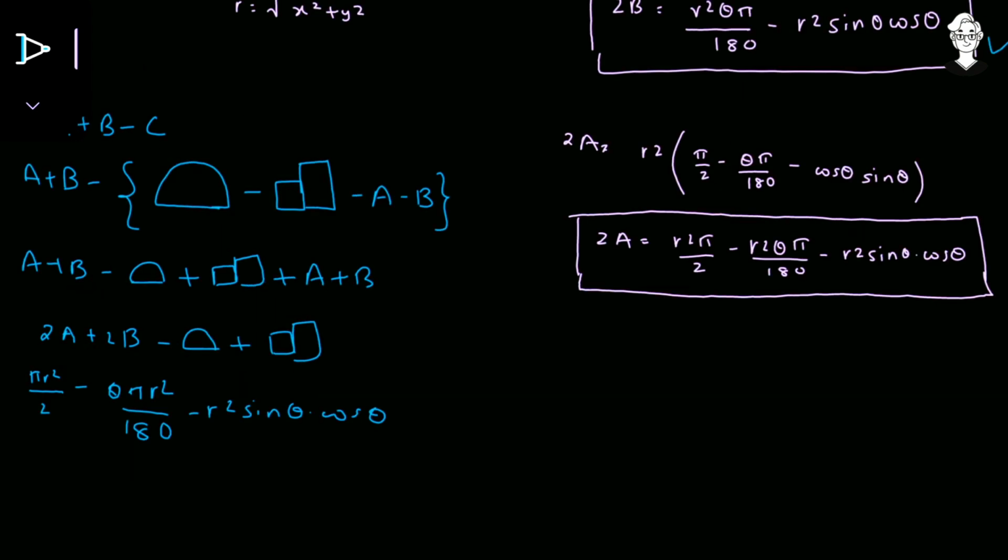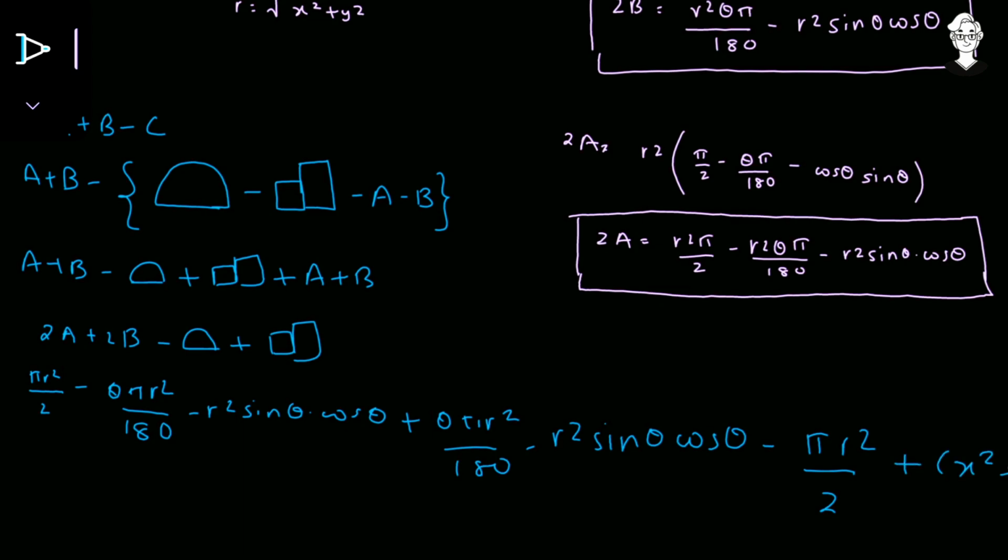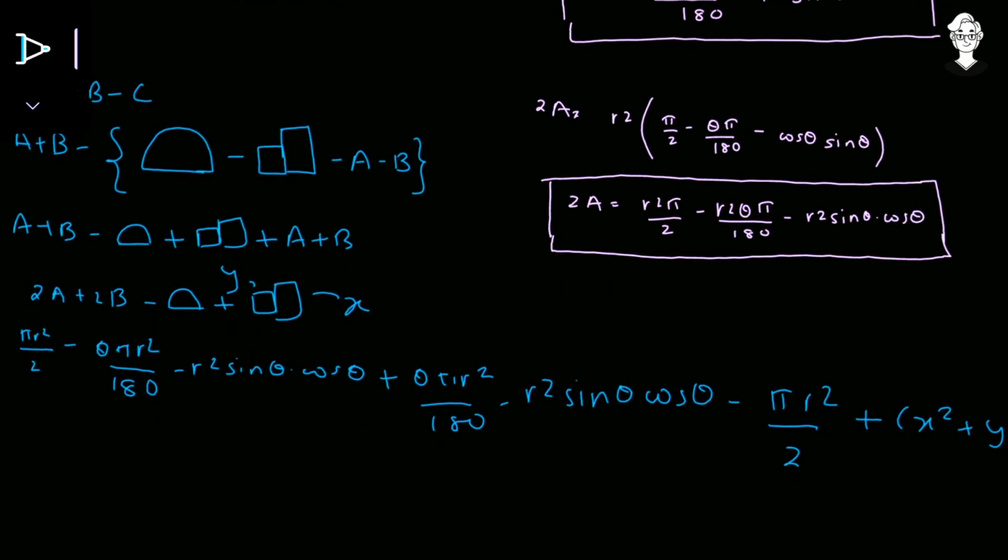And the value of 2 times b is present over there, and it is equal to plus theta pi r square upon 180 minus r square sine of theta into cos of theta. And if the radius of this semicircle is equal to r, therefore the area of the semicircle becomes pi r square upon 2, and the combined area of these two squares becomes x square plus y square. So plus x square plus y square, as the side length of this bigger one is x and the smaller one is equal to y. So their combined area is equal to x square plus y square.